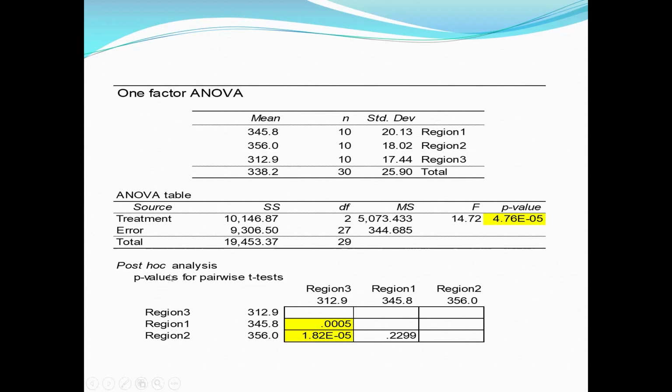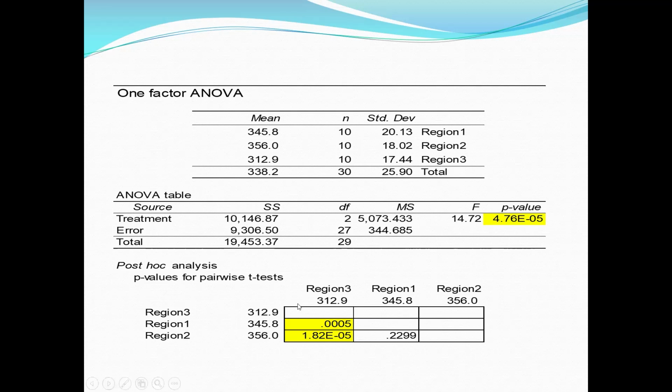Say this is region 3. Look at region 3. Region 3 and region 3, of course, then region 3 and region 1. What is the p-value? 0.005. So there is a difference between the sales of region 1 and region 3. That difference is significant also.